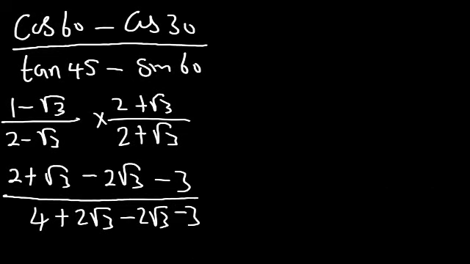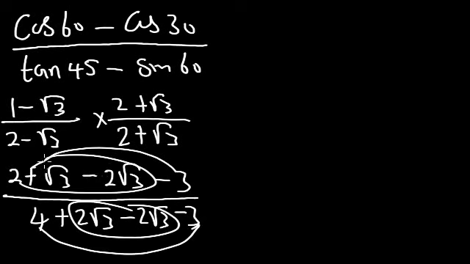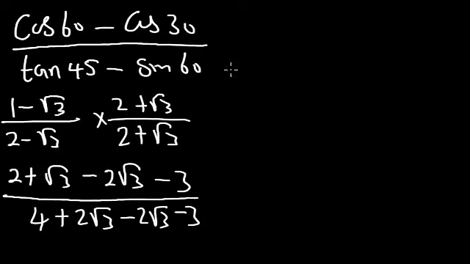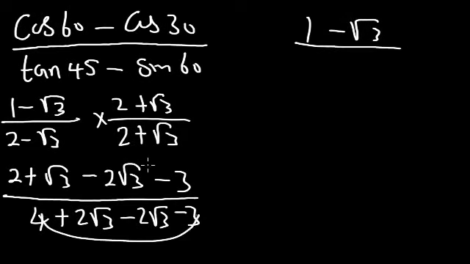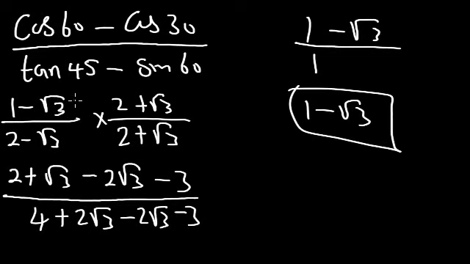Now let's combine like terms. So I can combine this, this cancels out. So 2 minus 3, that's just negative 1. Then plus root 3 minus 2 root 3, that's just minus root 3. All divided by 4 minus 3. 4 minus 3, that's just 1. Then this cancels out. So eventually, our final answer is just 1 minus root 3. This is the final solution. Hopefully you got that. And that's it for this video.